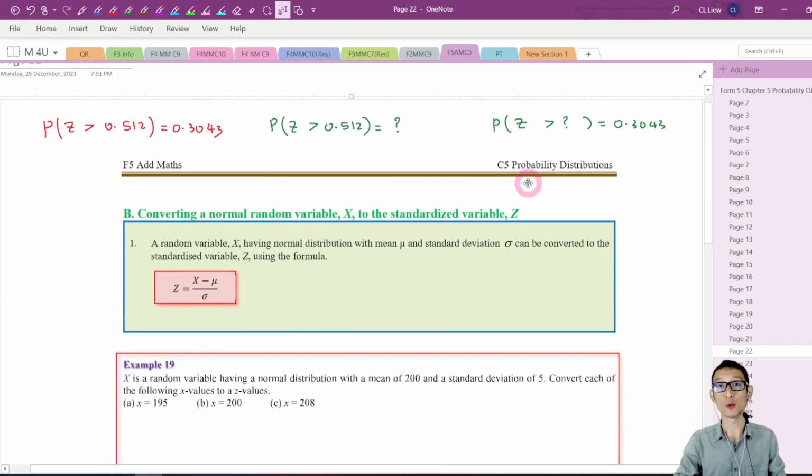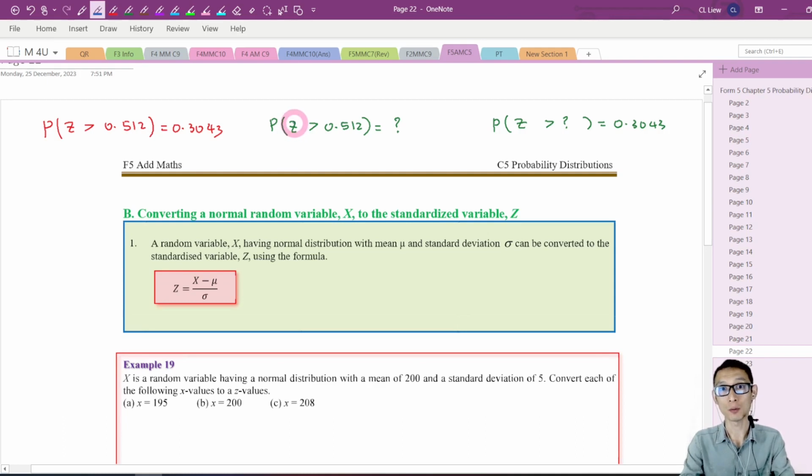Hi everybody, in this video, let's learn how we convert a normal random variable x to the standardized variable z. In the previous video, we learned about this one, right? If we are given the range of the z value, we can get the probability for the standard normal distribution. So this is the z value.